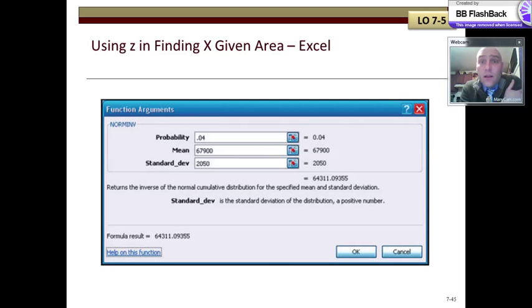Similarly, if you don't want to use the table, there's an Excel function which will allow you to do that. NORMINV, N-O-R-M-I-N-V, will help you do that.